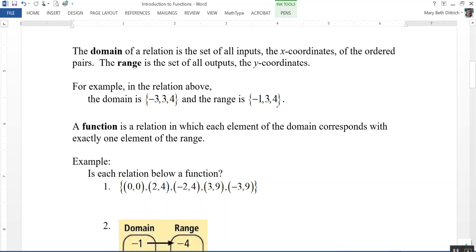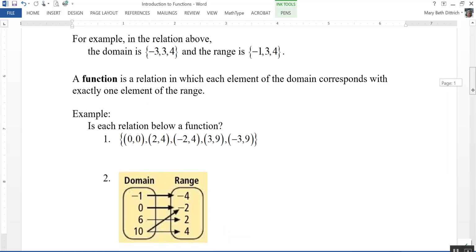Now, a special type of relation is a function, and that's a relation in which each element of the domain corresponds with exactly one element of the range. Each x is mapped to only one y. So let's take a look at a couple examples here, and we need to determine whether each of these is a function.